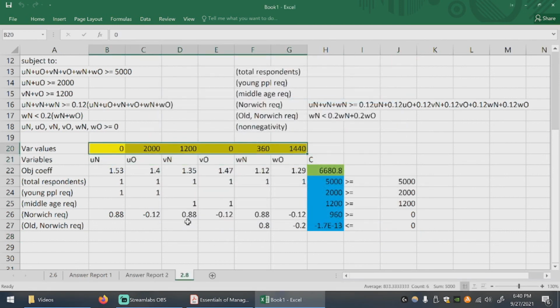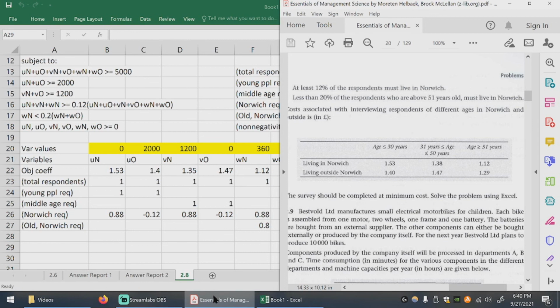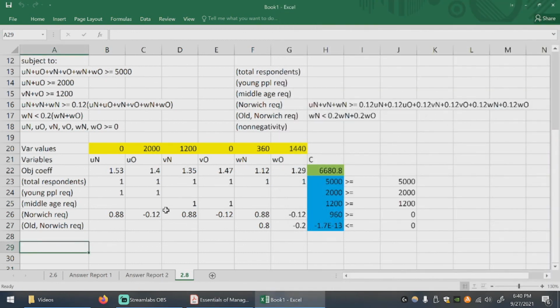Boom. What's missing? A concluding sentence. Wrap up your problem. We started with words. We chose this linear programming route to find the answer. We finish in the original language, English. All right, the minimum cost is, it's pounds, right? 6680.80 pounds. I don't have a pound symbol in Excel.